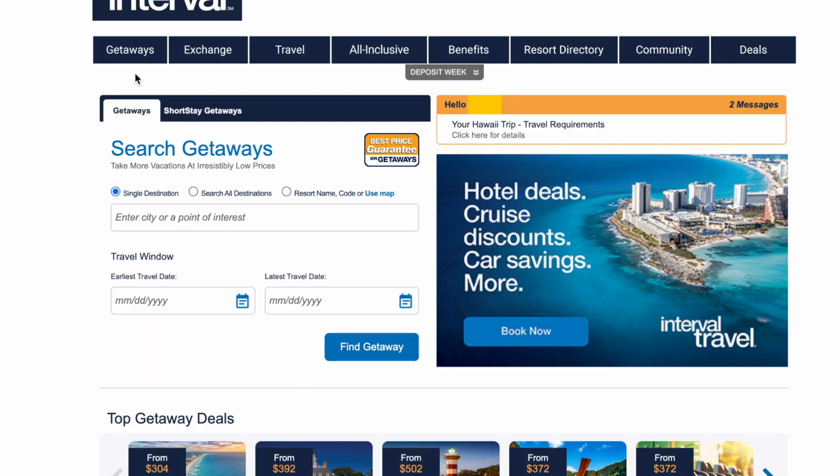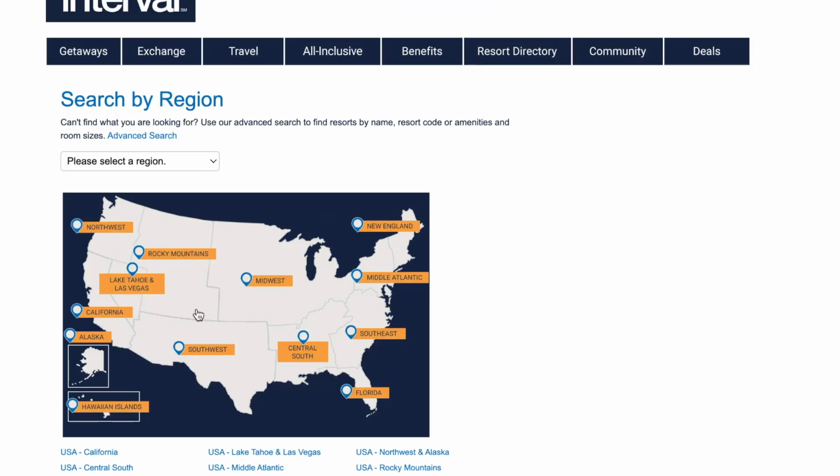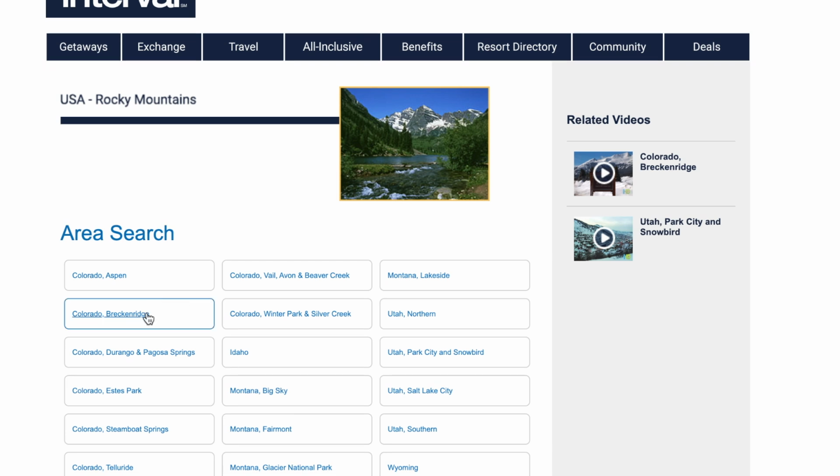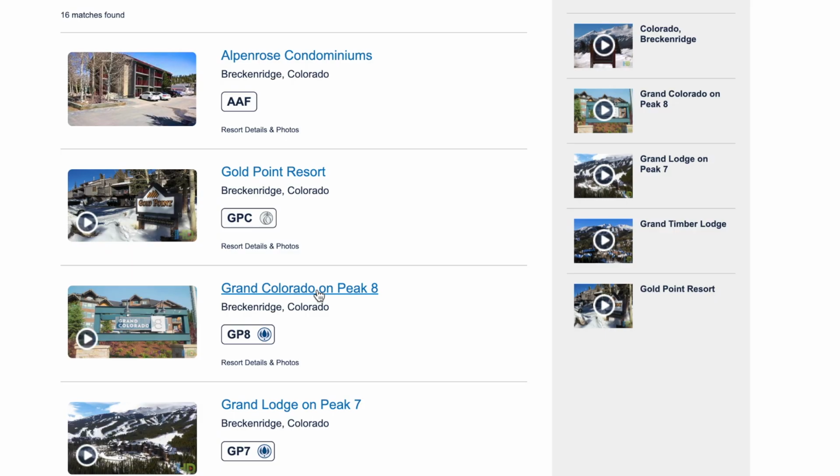When you first log into your Interval account, this is the first page you come to, and we're going to head over here to the resort directory. You can search however you like. I like to just click on USA. And we're going to actually look at a ski property. So let's look in the Rocky Mountains and go to Colorado Breckenridge. And let's look at this Grand Colorado on Peak 8.